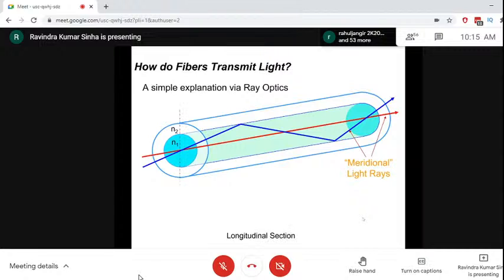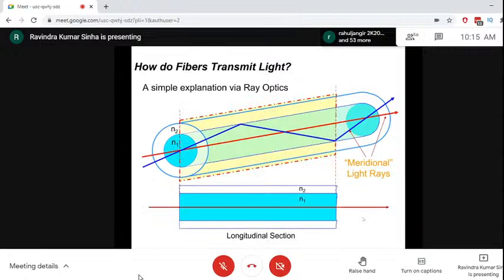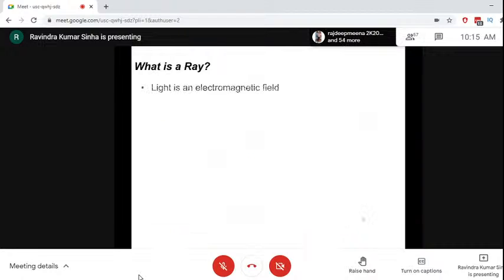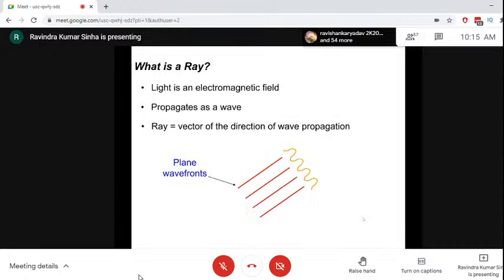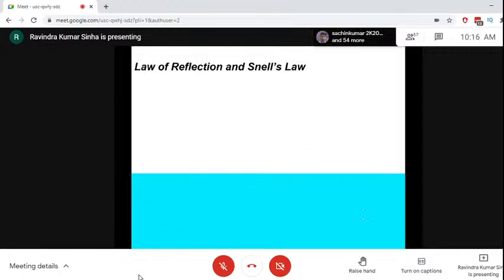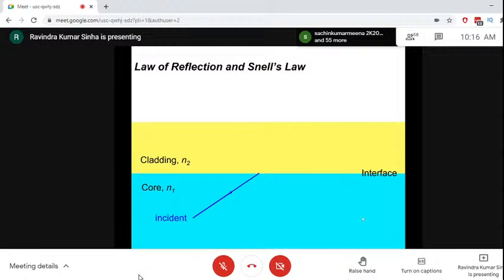I have defined the meridional ray, and this also has been done. What is a ray? A ray is the direction of wave propagation. This is the core-cladding interface. That is, the core has refractive index n1 and the cladding has n2. This is the incident ray.